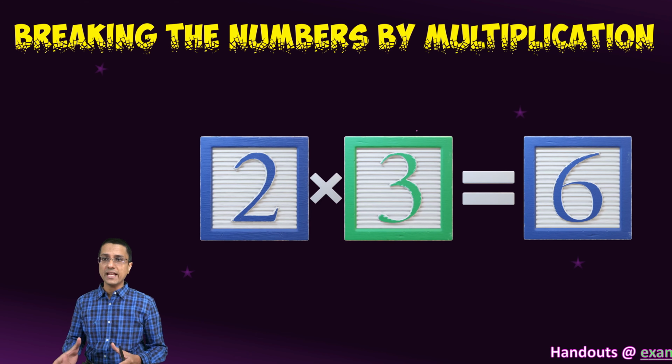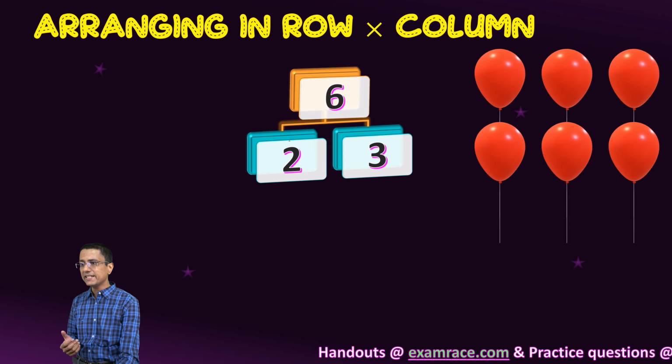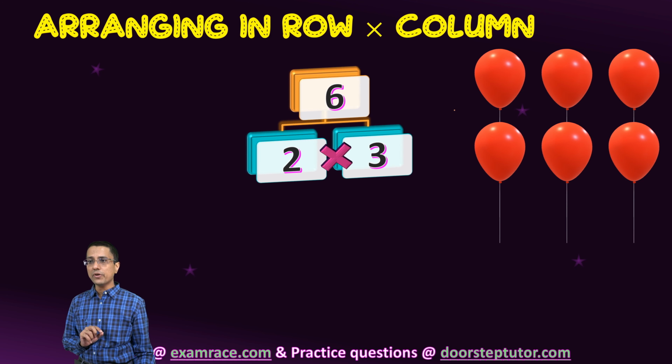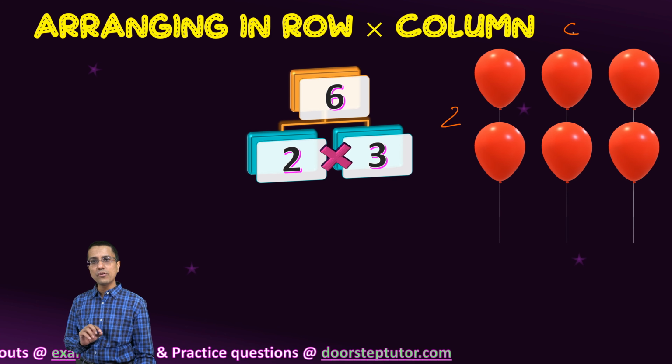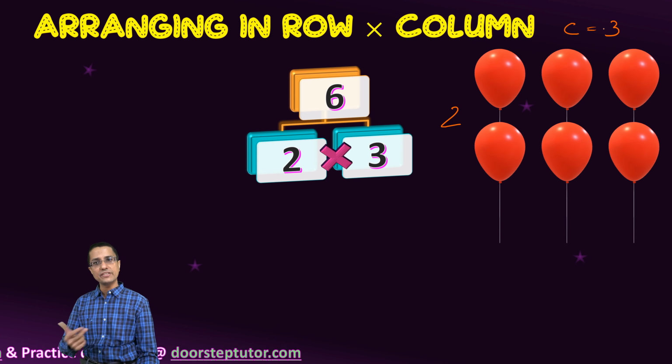Here is another way to factorize the number 6. We already looked at this. I can write number 6 as 2 into 3. We already looked at it, and this is the corresponding diagram, row into column, and the number of columns in this case is just 3. Now this is another way. 6 is equal to 3 into 2.